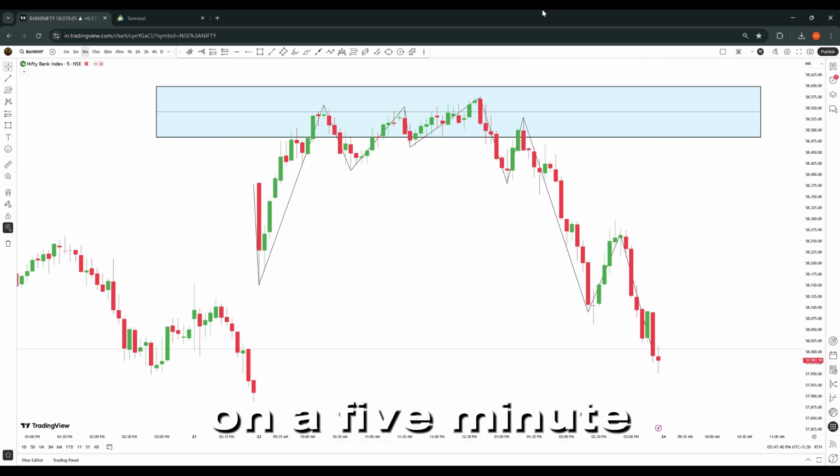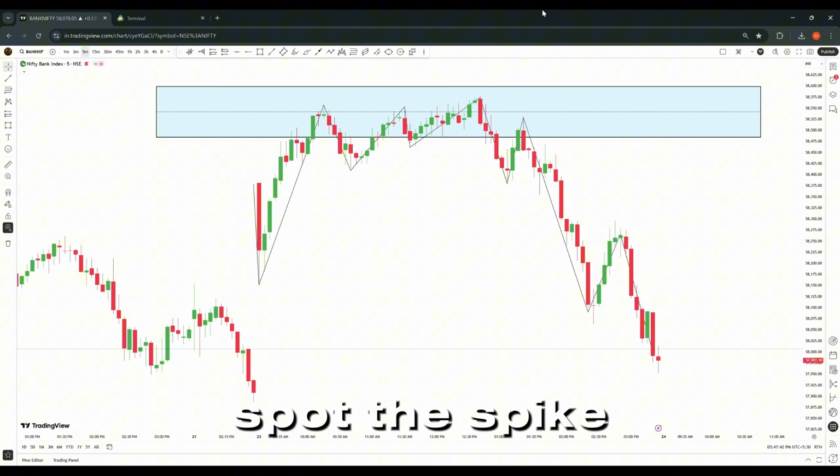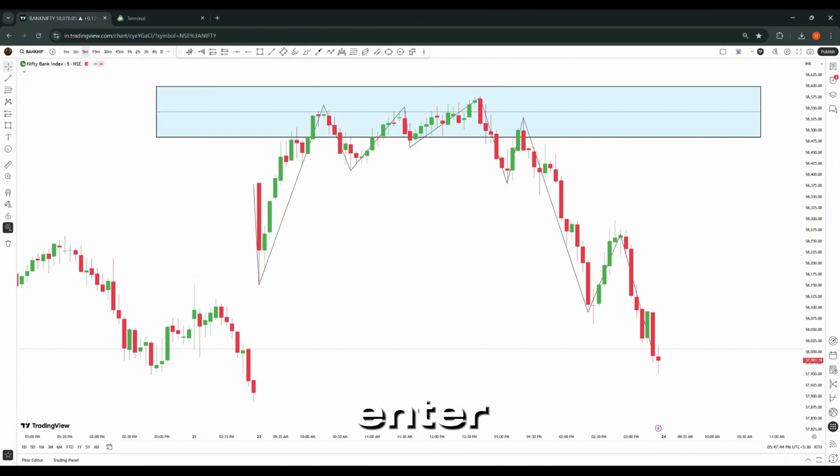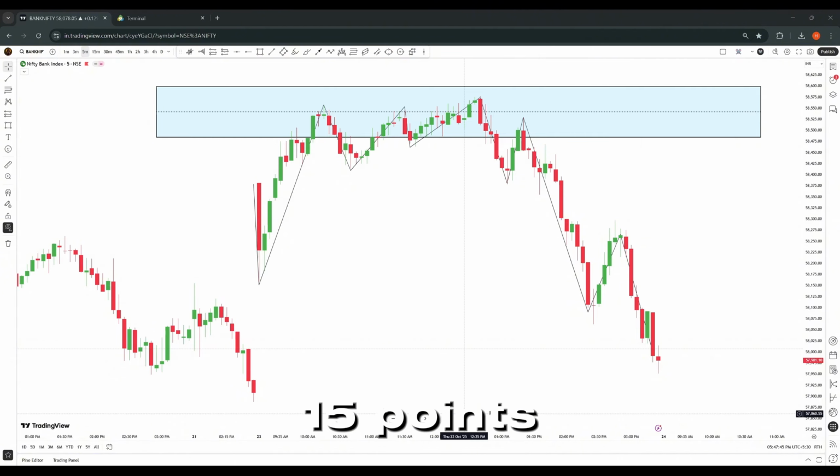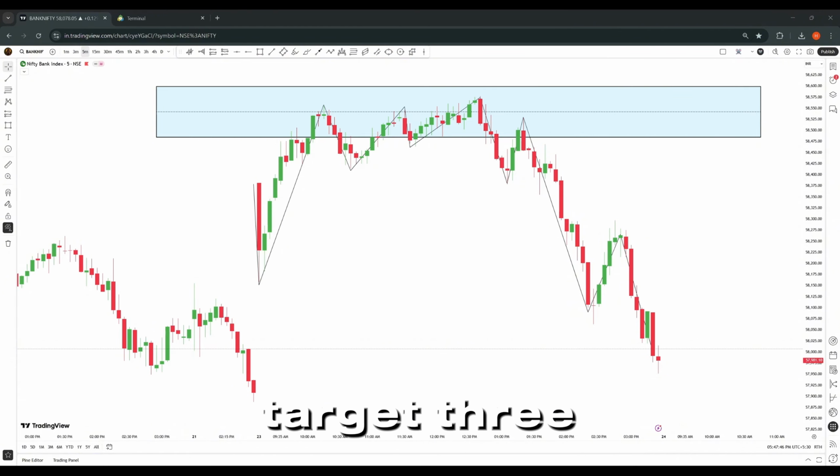On a 5-minute Bank Nifty chart, spot the spike. Step 1, count breaths. Step 2 to 3, enter. Stop 10 to 15 points beyond the highest wick. Target 3 times risk.